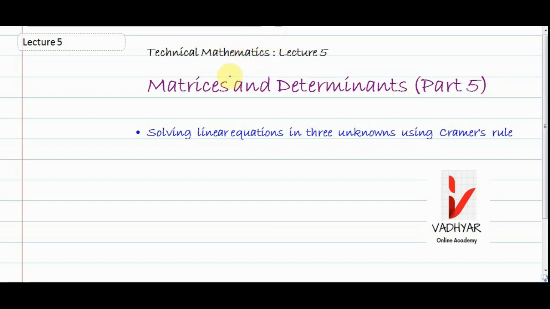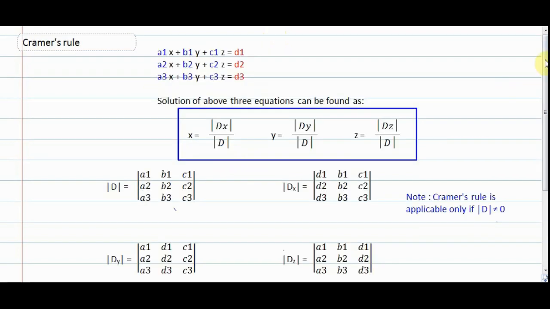In lecture 5, we will be continuing with matrices and determinants. We will discuss Cramer's rule in solving linear equations in three unknowns. So let's start with Cramer's rule.